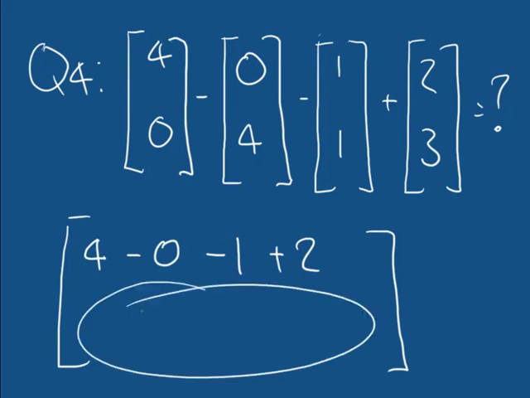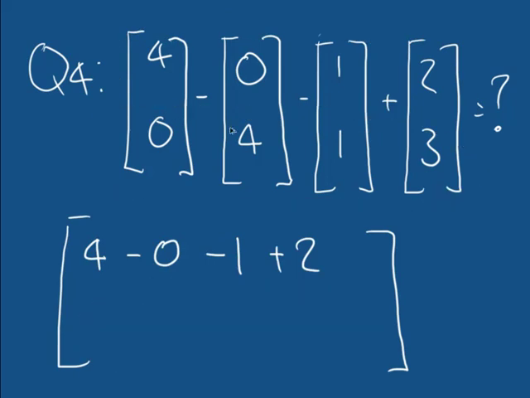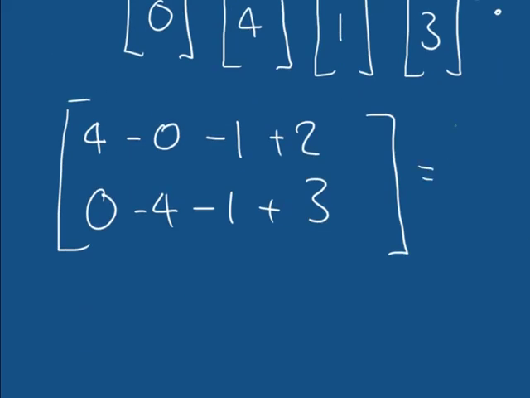The second component of our result is going to be the second component of our vectors, again working left to right. So 0 minus 4 minus 1 plus 3. That's going to give us as a result 4 minus 0 is 4, minus 1 is 3, plus 2 is 5. 0 minus 4 is minus 4, minus 1 is minus 5, plus 3 is minus 2.